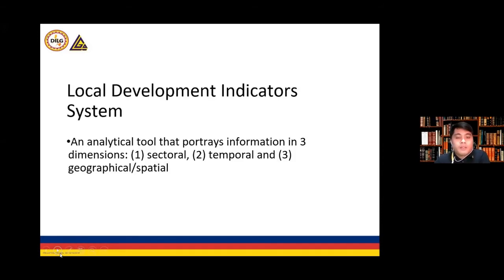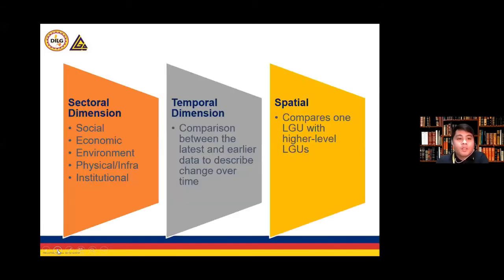So, the LDIS is an analytical tool that portrays information on 3 dimensions. Okay? We have the sectoral dimension, the temporal dimension, and the spatial dimension. So, ano ba ito? Sa sectoral dimension, nakagrupo yung ating mga indicators into the 5 development sectors that we have been discussing. No? The social, the economic, environment, the infrastructure, and the institutional sector.